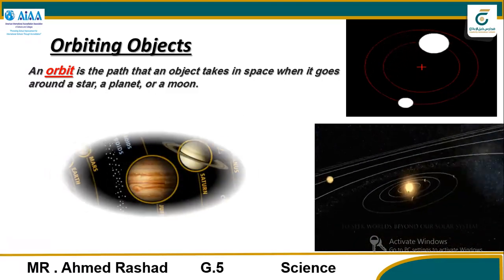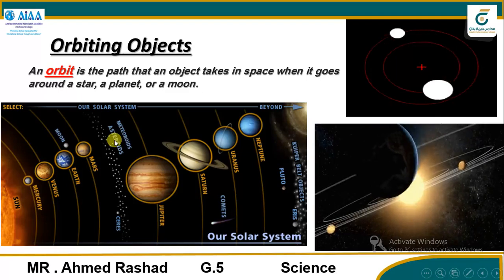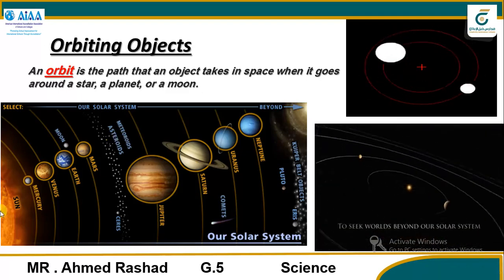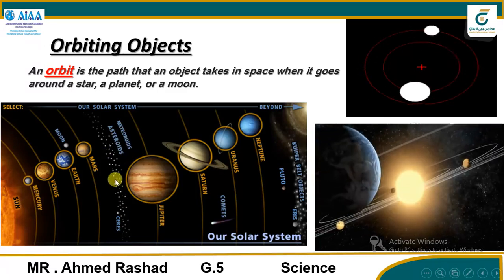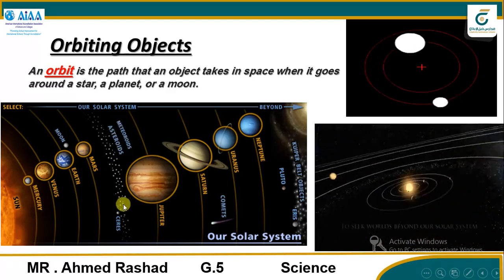As we know, we have four inner planets and four outer planets. Between them, there are some smaller objects called asteroids, meteoroids, and comets.